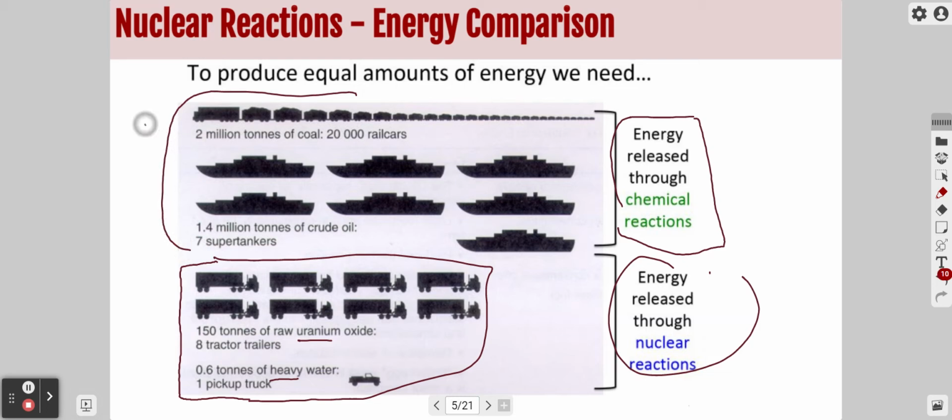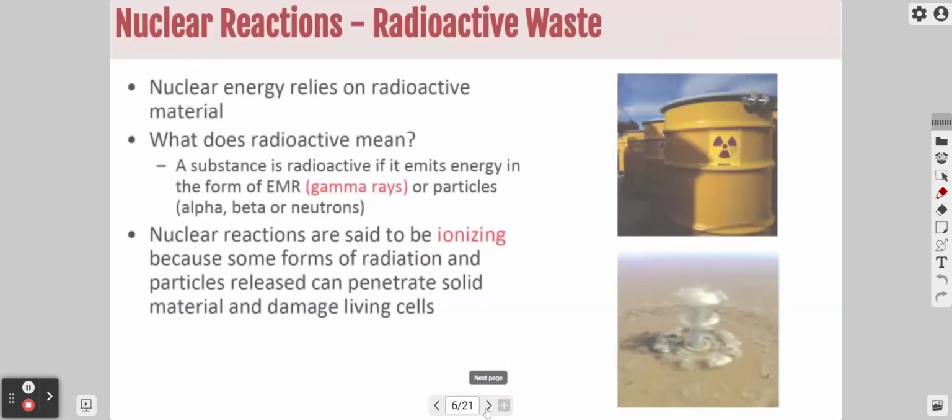So the equivalent to 2 million tons of coal or 20,000 rail cars. Okay, and 1.5 million tons of crude oil or 7 super tankers. So all that is equivalent to 8 tractor trailers worth of uranium. So that's the equivalent amount of energy. So you get a lot more energy for a very small amount of mass of substance.